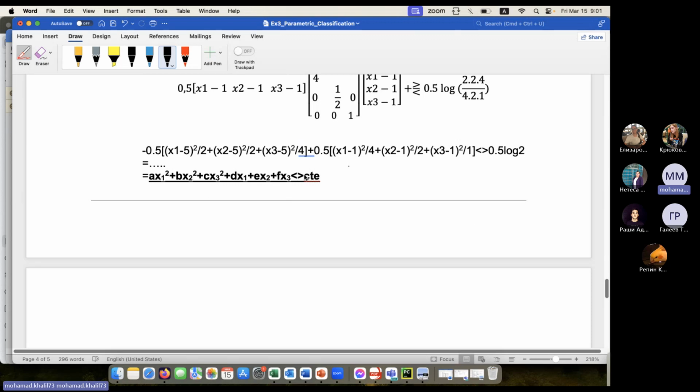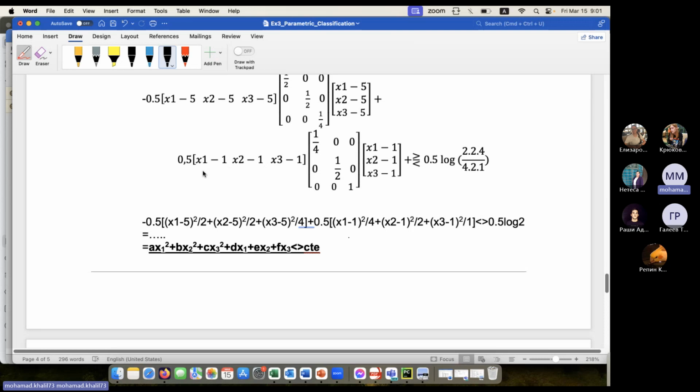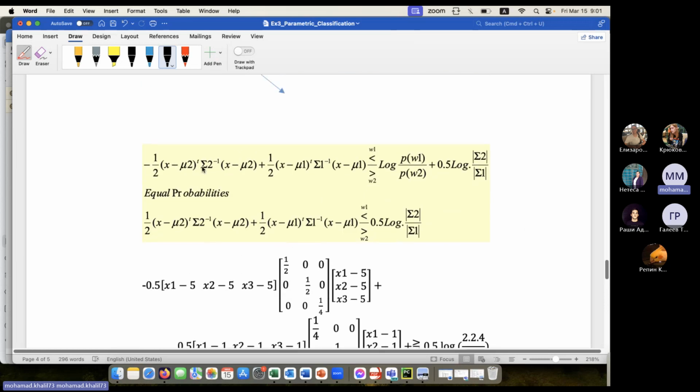If it is less than this constant, you can say class 1 or class 2, or you put it here, or you put it here. In general, look, in MATLAB and in Python, we program this general equation. We put it here, and here, and here, okay?